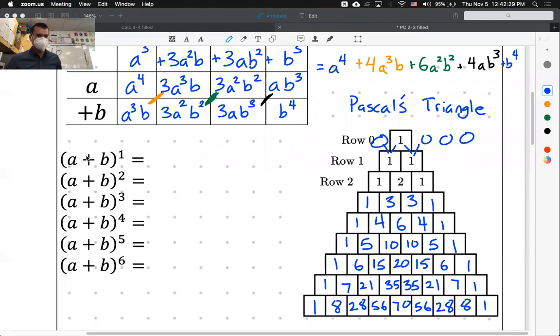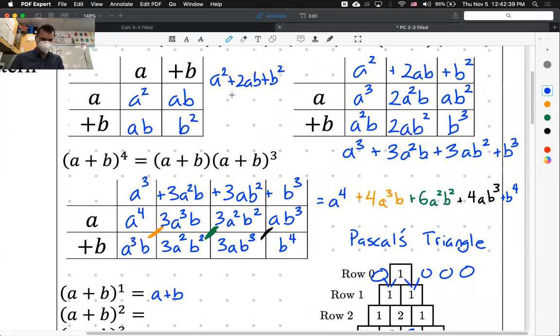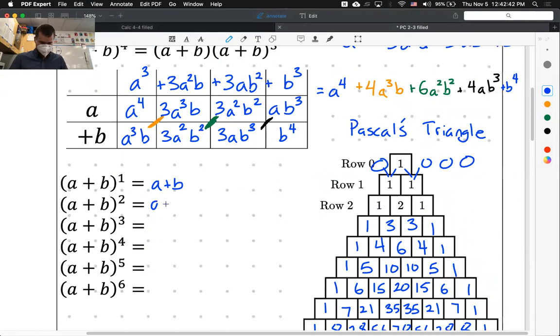All right, let's go ahead and copy down (a plus b) to the power of 1. That's just a plus b, so no power is needed. (a plus b) to the power of 2, that's this answer up here. It's a squared plus 2ab plus b squared. I hope so. We'll see.